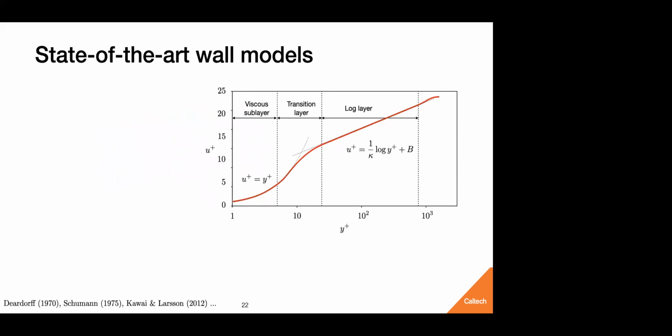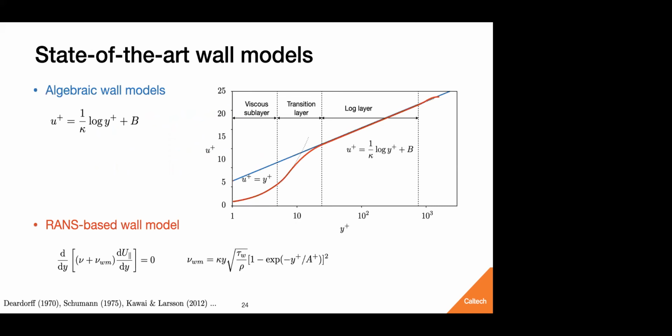In terms of what's being used now for these very complex flows, for example, that aircraft that you saw earlier, is something called either the algebraic wall model or a RANS-based wall model, or more commonly known as the equilibrium wall model. So both of these utilize what's called the law of the wall.